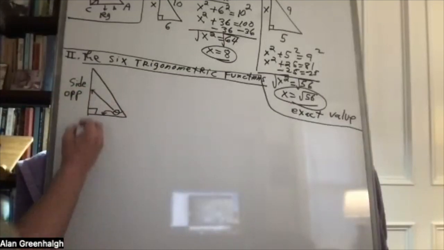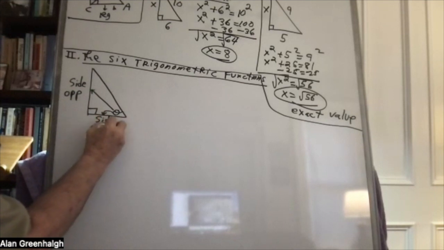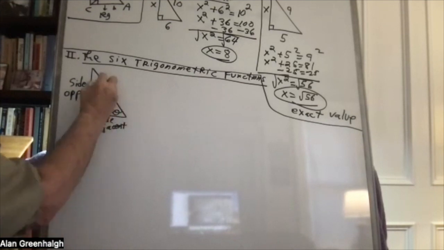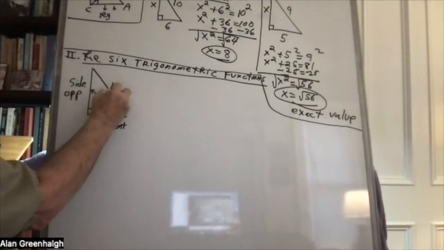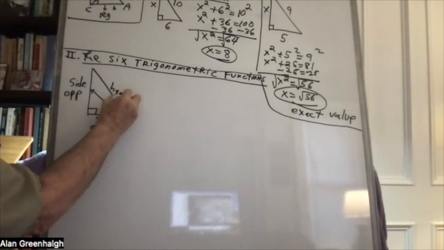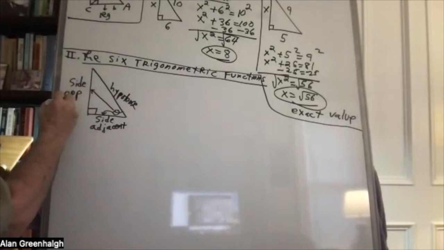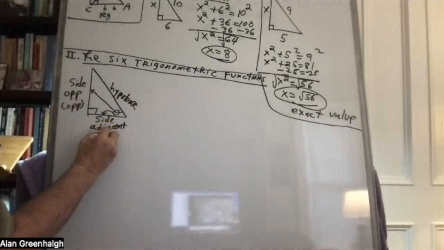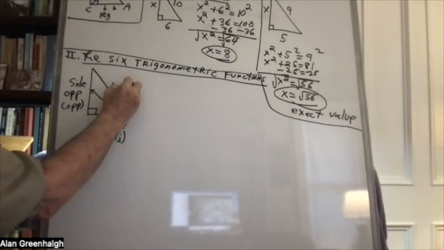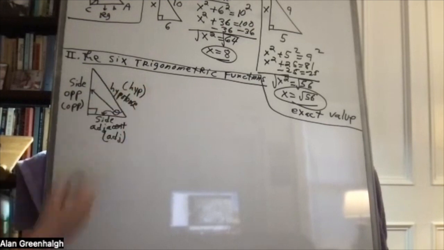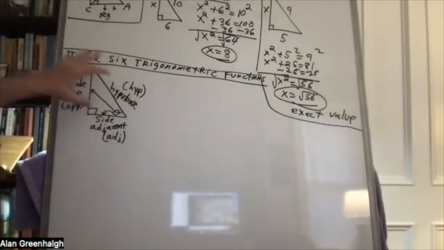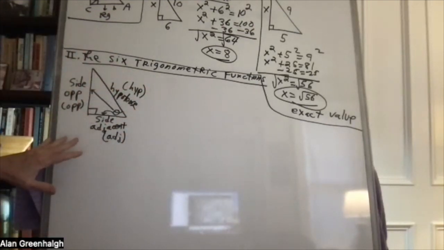This side is called the side adjacent. And of course, the hypotenuse is the hypotenuse. This will be abbreviated simply OPP. This will be abbreviated ADJ, and this will be abbreviated HYP. Now, there's a relationship among the various sides of the triangle.